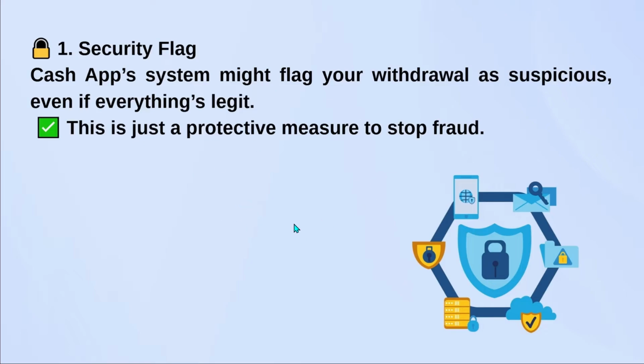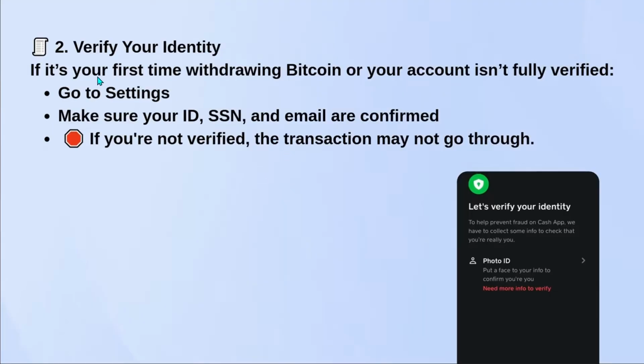Now, if your account isn't fully verified, that could be the issue too. Go into your settings and make sure everything's confirmed: your name, email, social security number, and ID. Without full verification, Cash App may block or cancel certain actions like Bitcoin withdrawals. Completing verification often resolves most issues quickly and avoids repeated cancellations in the future. Always make sure your account details match exactly what's on your ID to prevent unnecessary blocks.